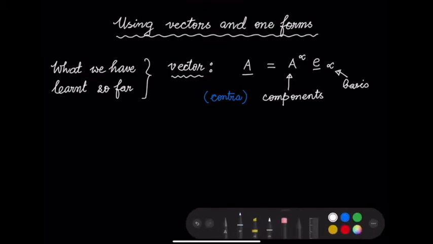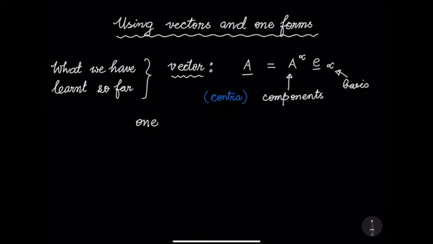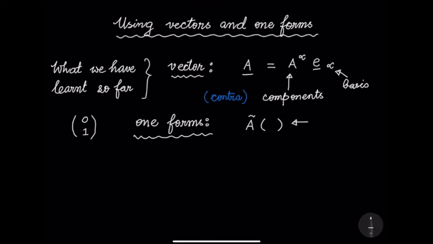Then we learned about the one forms. One forms are tensors. So they are tensors of rank 1, and there is one slot downstairs. What are these upstairs and downstairs? We have not talked about that yet. We will definitely talk about them. And this we represented this way, which we said is a device.